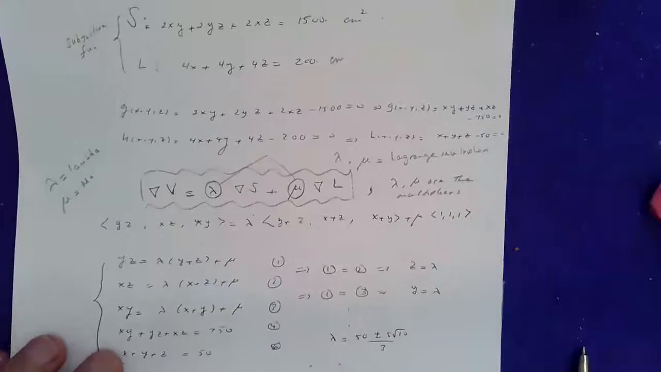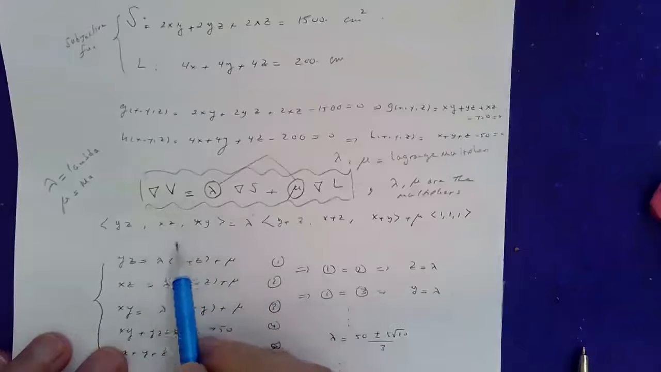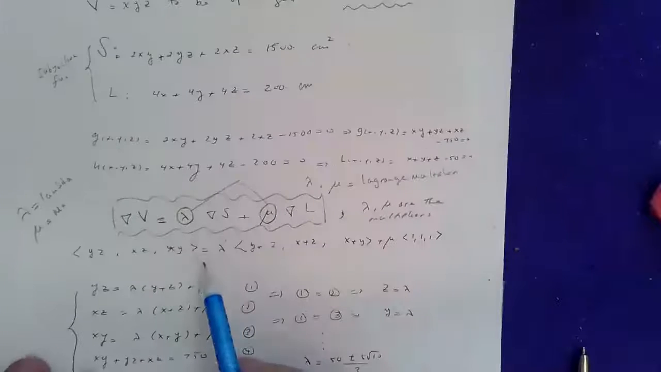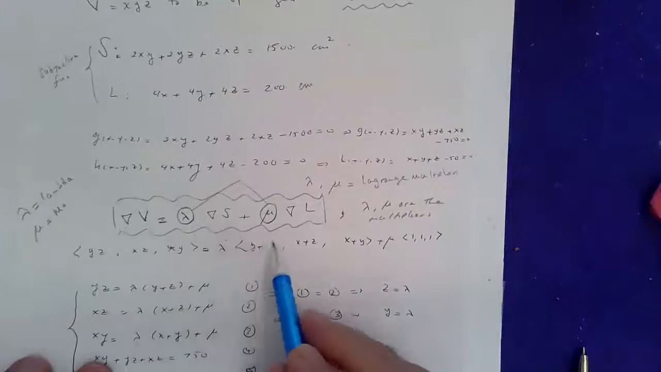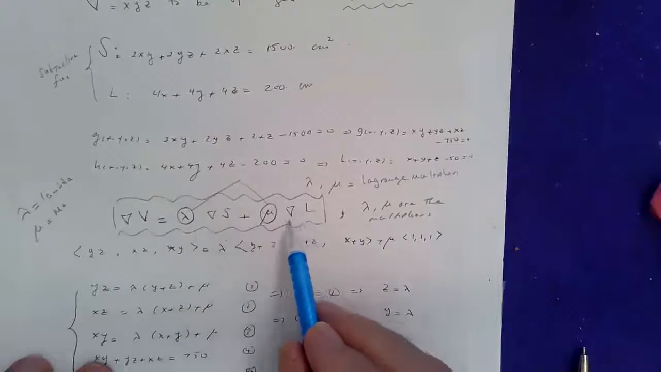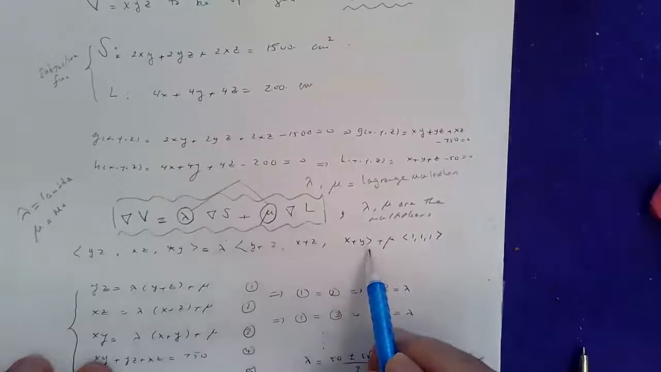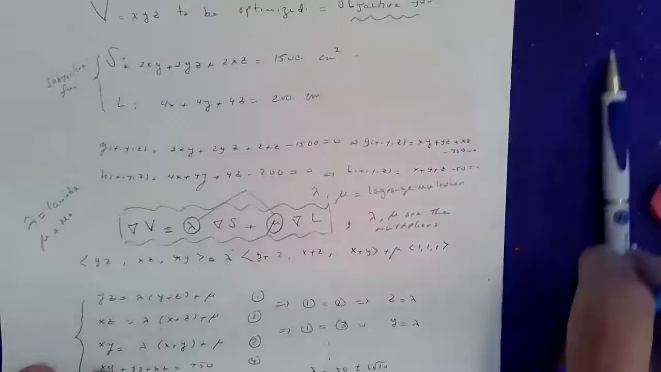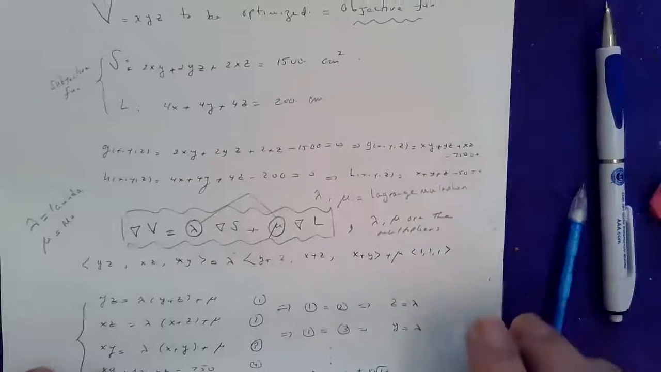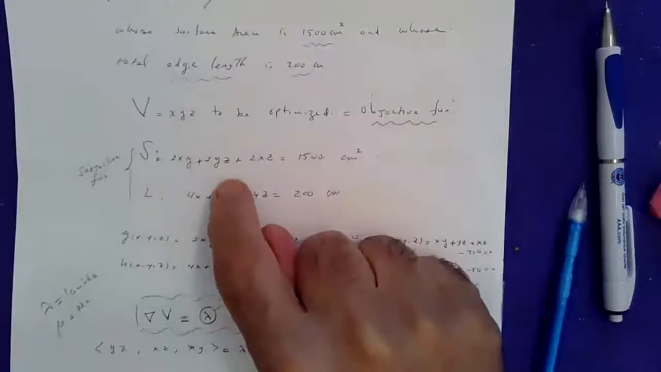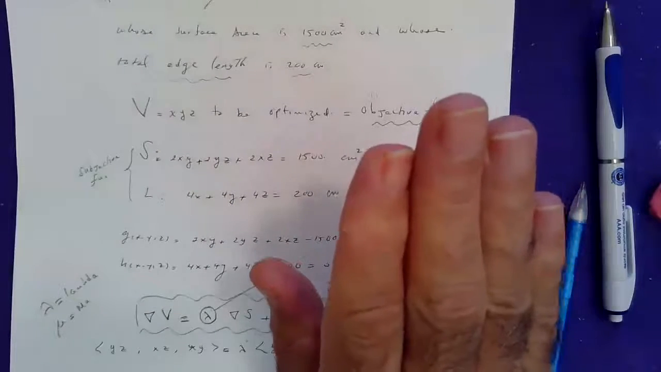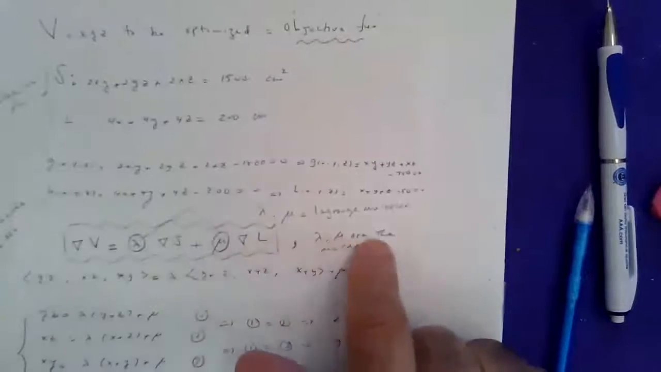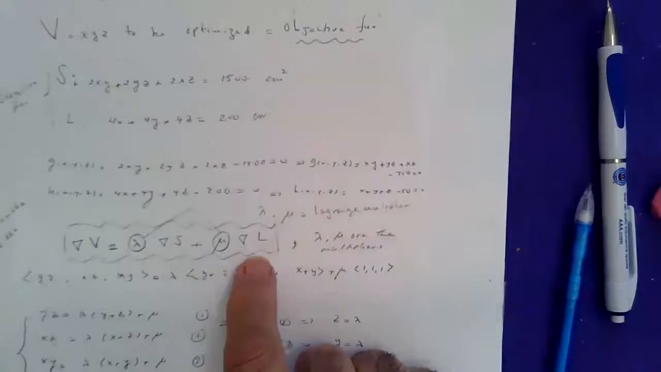All right, so what I have to do is take the gradient of my volume, set it equal to lambda times the gradient of my surface area plus mu times the gradient of the length. In other words, the second benefit of Lagrange multiplier is you can have as many constraint equations as your heart desires. All you have to do is add more factors on the right side of this equation.